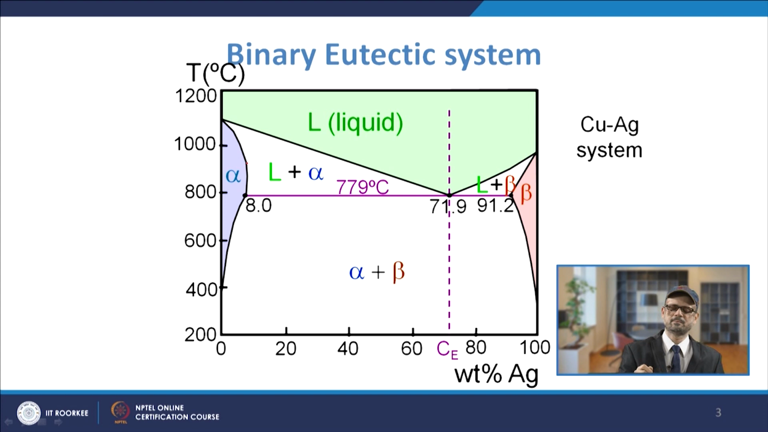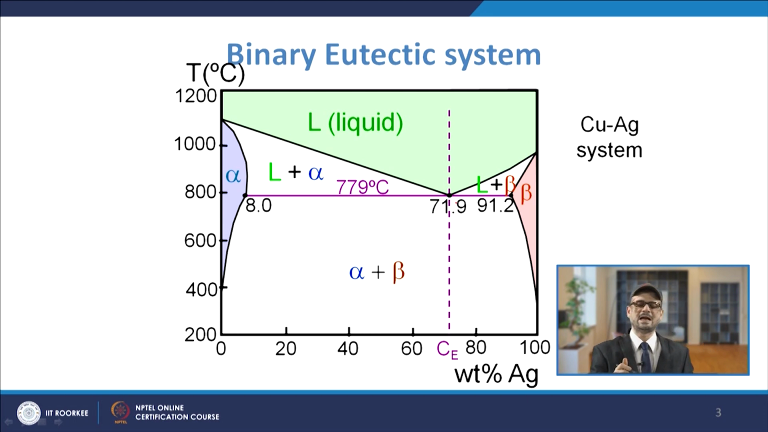So this being the liquid, you will have the liquid plus alpha zone here, and similarly you have this beta as the terminal solid solution. You will have liquid plus beta on this side, and on this side you will have alpha plus beta in this zone. Now this is the point of eutectic.